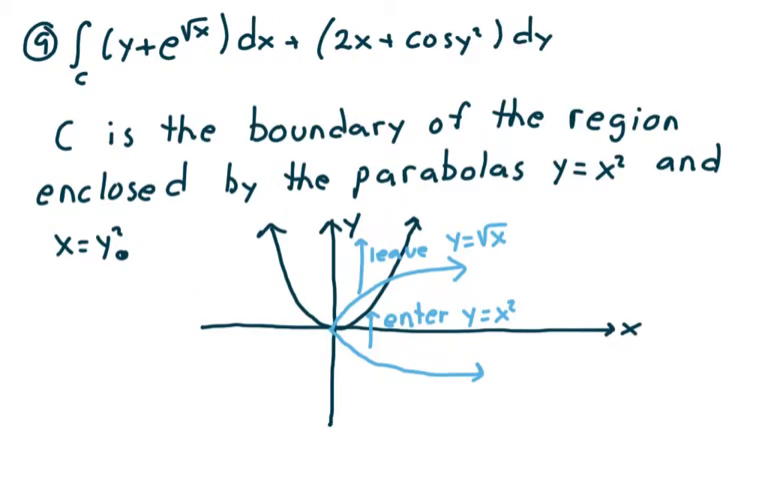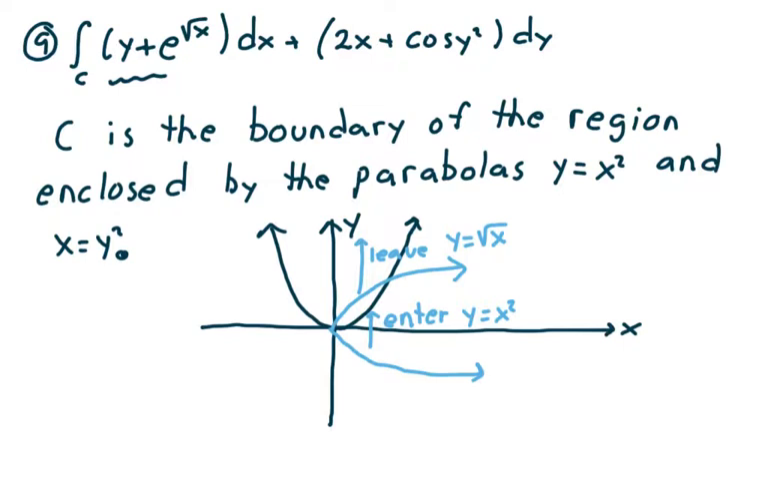Number 9. Suppose we have the integral over C of (y plus e to the root x) dx. Don't let the e to the root x bother you, right? That could have been e to the square root of x plus arc sine of x, because remember, we're taking the partial with respect to y of this function here. Okay? So again, we have the integral over C of (y plus e to the root x) dx plus (2x plus cosine of y squared) dy.